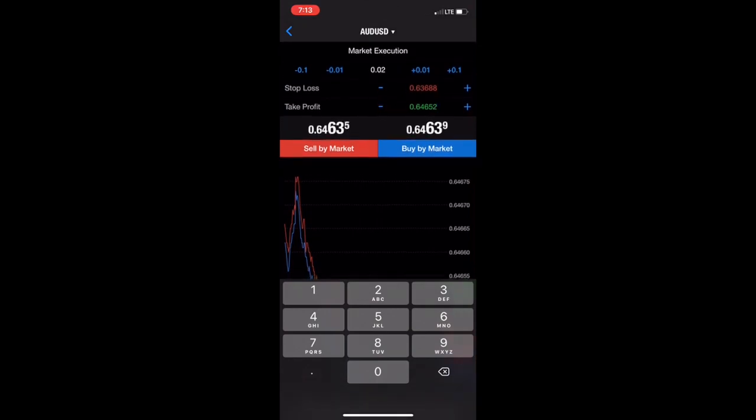Remember, they said buy the trade on AUD USD at current market price. So we're going to enter the buy, which is going to allow us now to get into the trade.